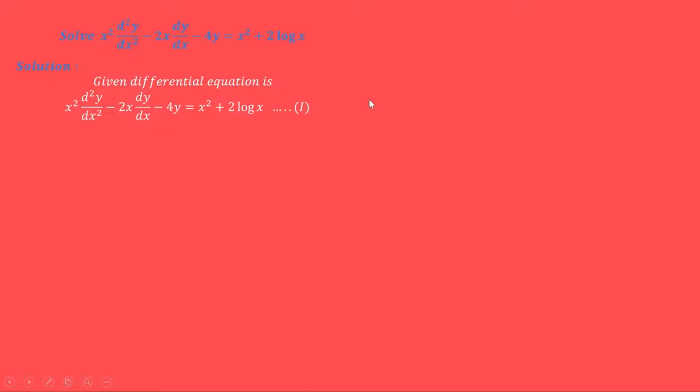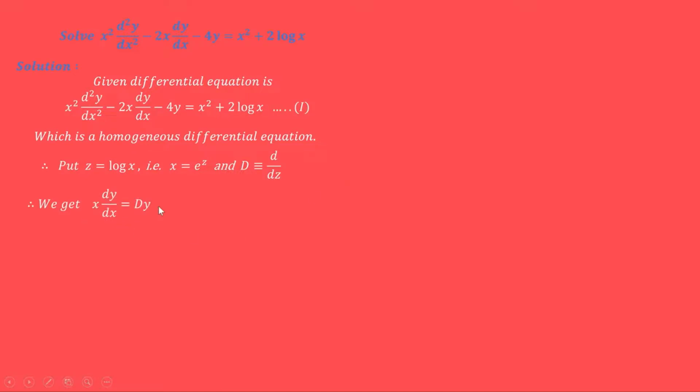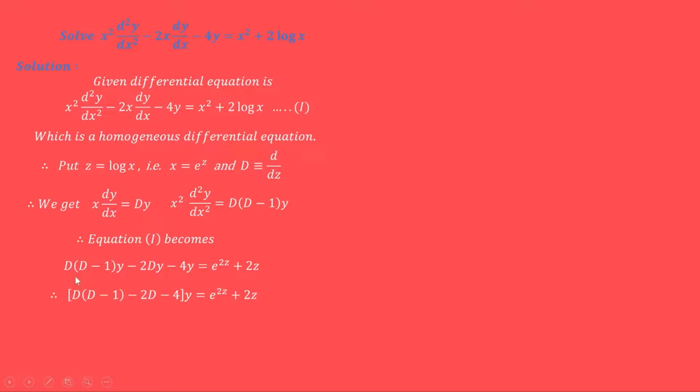As this is a homogeneous linear differential equation, put z is equal to log x, that is x equal to e raised to z, and capital D as d by dz. And so the value of x dy by dx is equal to capital D y and the value of x square d2y by dx square is equal to D into D minus 1 into y. Now put all this in equation number 1, so we get D into D minus 1 into y, then minus 2 into Dy minus 4y is equal to the value of x square, which is e raised to 2z, plus 2 into the value of log x, which is z, so it is 2z. Now take out y as common outside here, so we get D into D minus 1 minus 2D minus 4 into y is equal to e raised to 2z plus 2z.